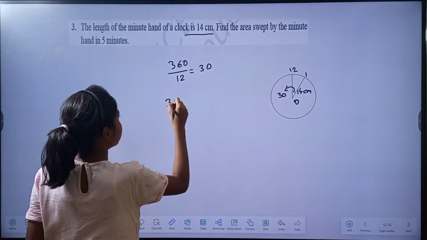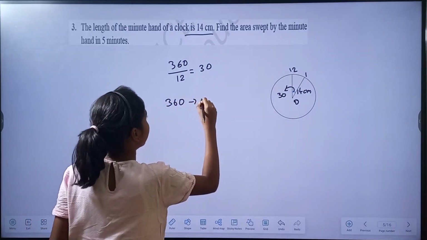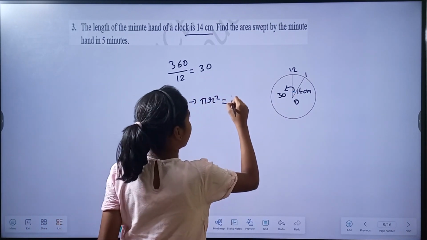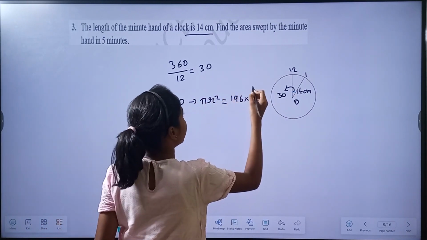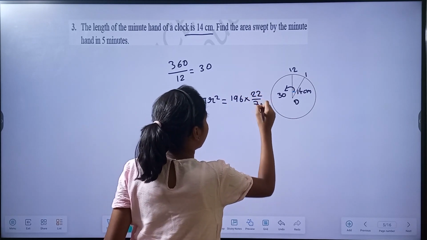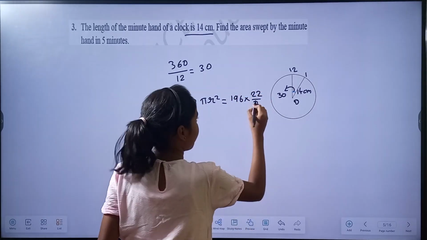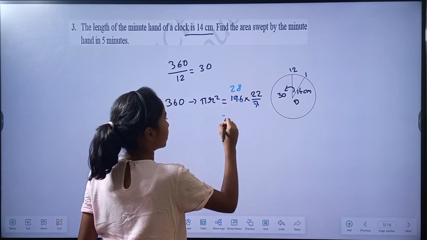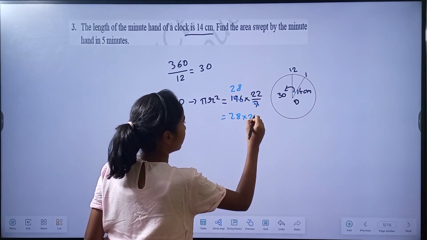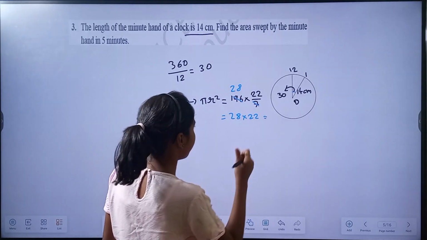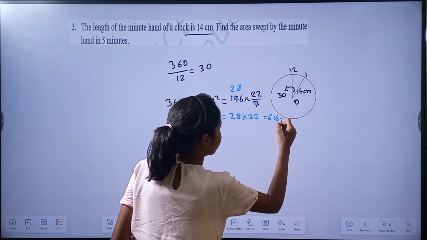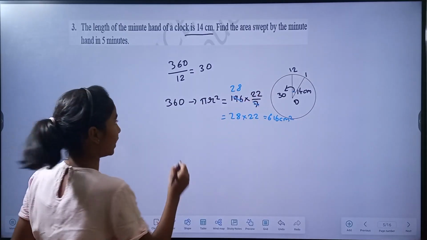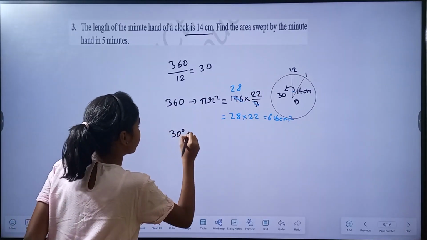For 360 degrees, we get pi r square, which is 14 square, which is 196, into 22 by 7. Cutting 7 into 196, this one will be 28. It equals 28 into 22, which is 616 centimeter square. Now for 30 degrees, how much do we have to find?